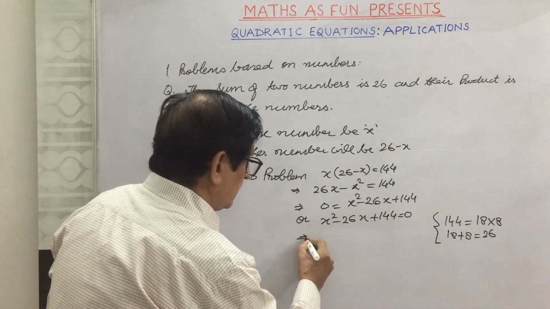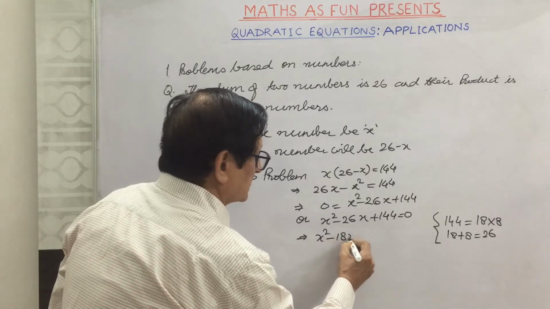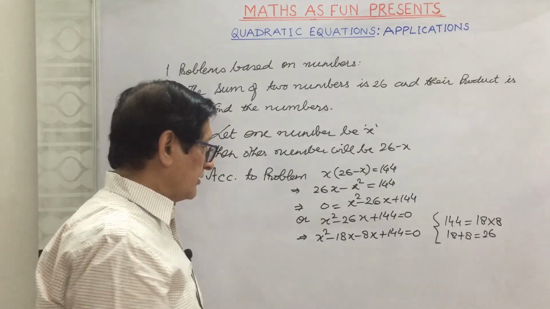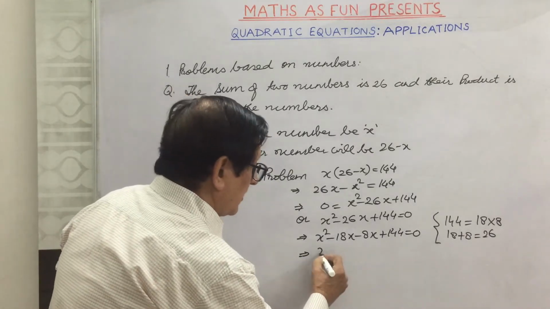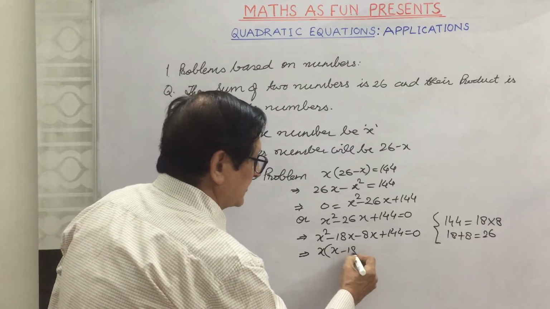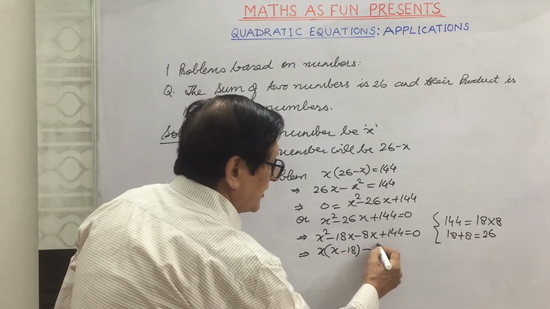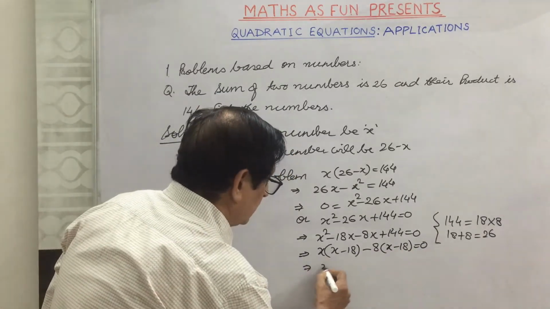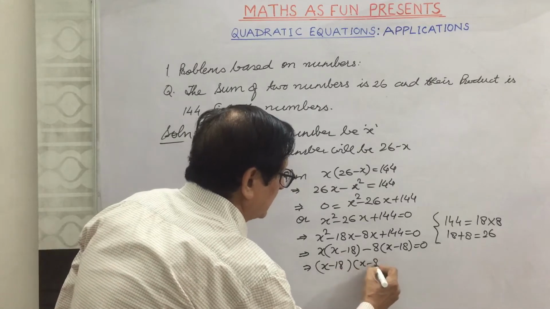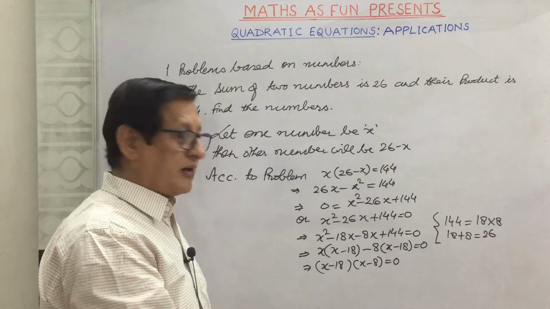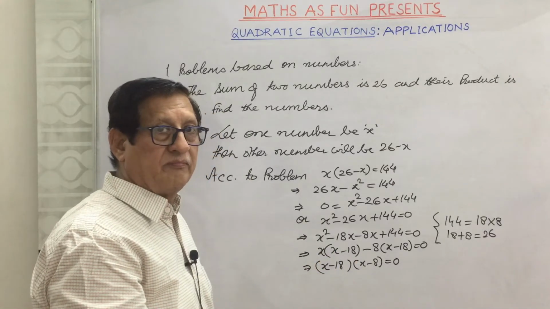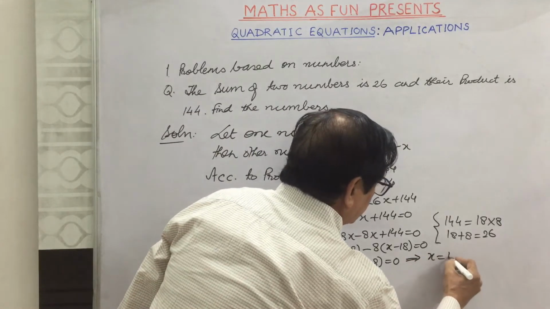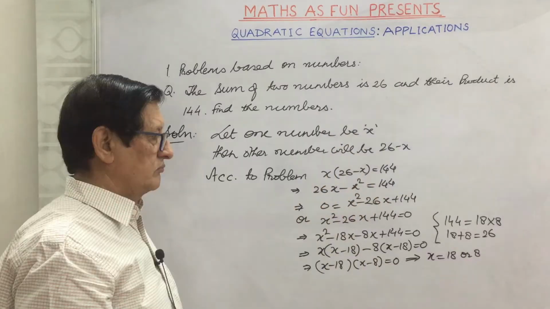So we write here x square minus 18x minus 8x plus 144 equal to 0. Taking x common from the first group, we get x minus 18. In the other group we take minus 8 common, and this is also x minus 18, equal to 0. So we get x minus 18 into x minus 8 equal to 0 as the factors of the quadratic equation. Then what do we get from this? We get x will be either 18 or 8.